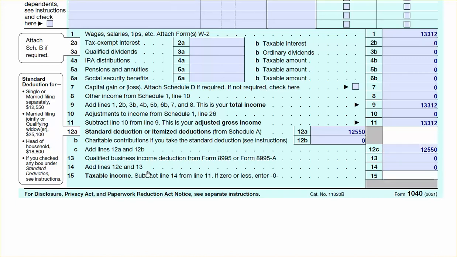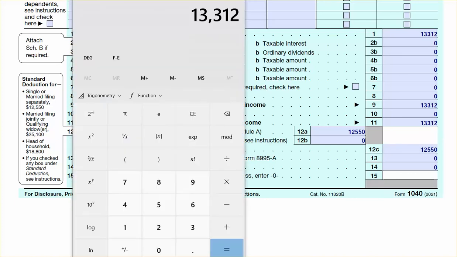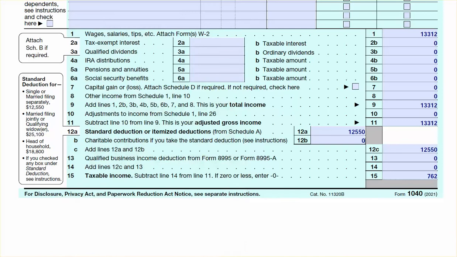So in order to find our taxable income, we take our initial income from line 1 and we subtract our deductions. So in this case, 13,312 minus 12,550 gives Angela a taxable income of $762. For high school students who work part-time, it might be common to have no taxable income. However, you still need to complete a tax return, and you might actually get a tax refund.